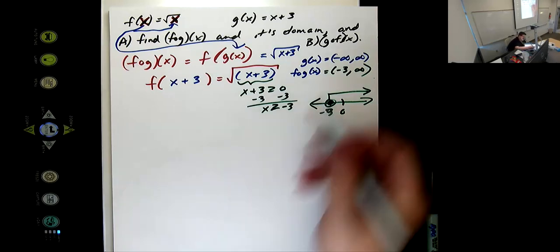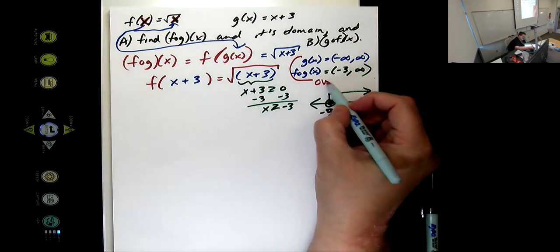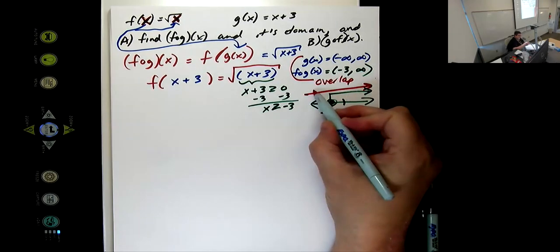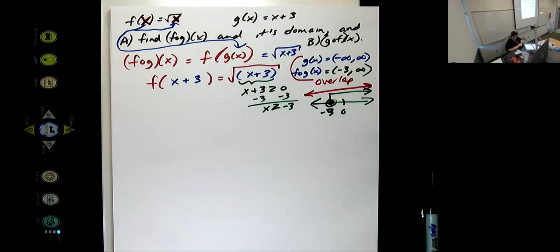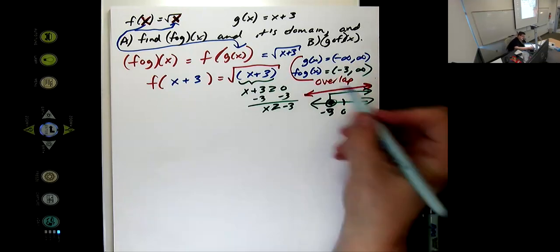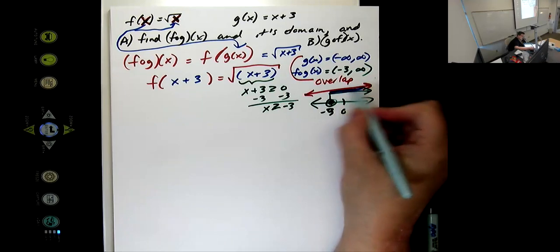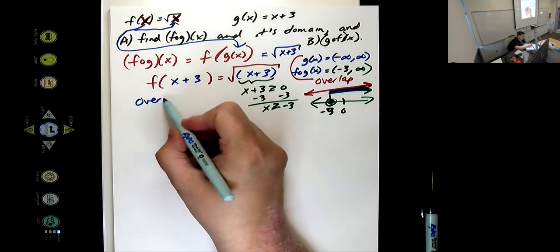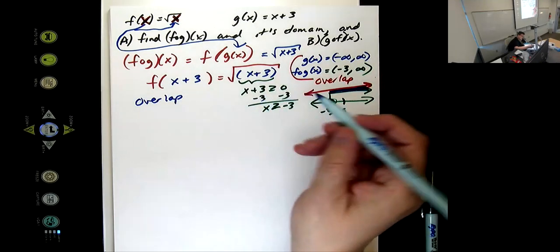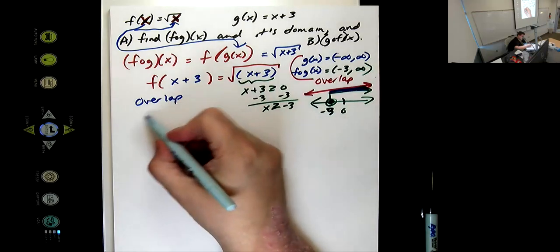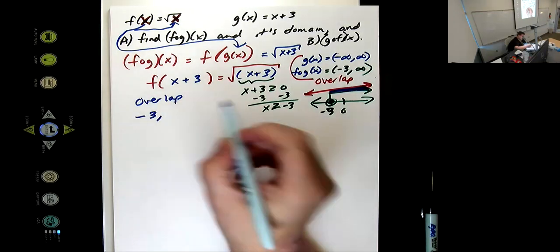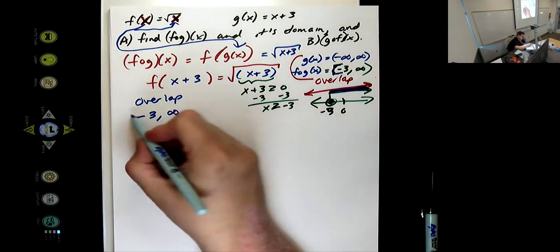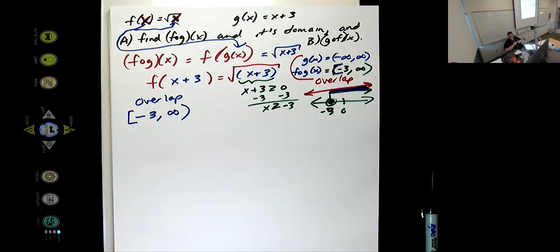The overall domain is the overlap of these two. So negative infinity to positive infinity is like that. -3 to infinity is the green line. So the overlap is effectively the green line, which is -3 to infinity. -3 is included. I put parentheses there, but it should be a bracket, because it can equal -3.